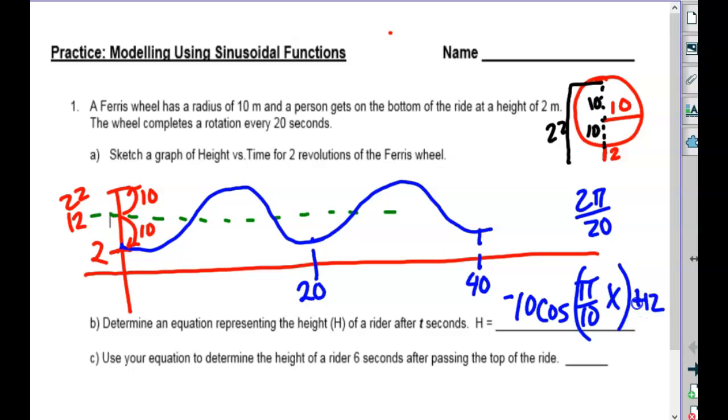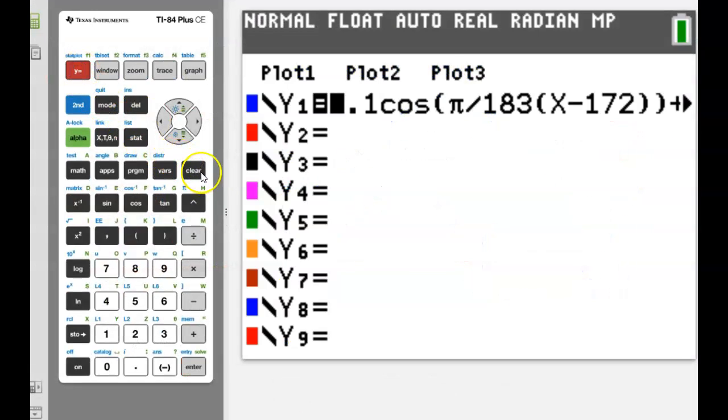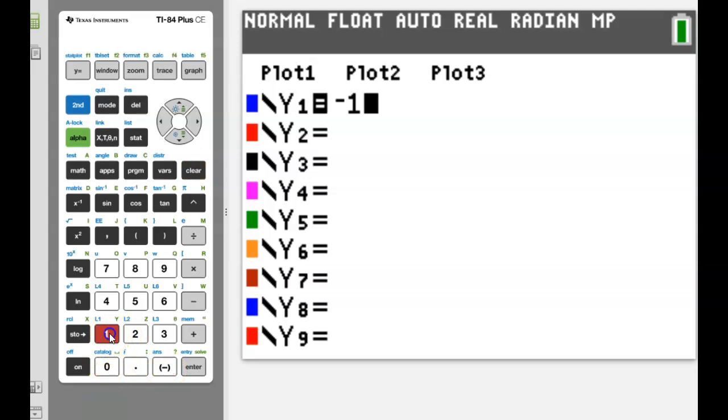I think I lied. Find the height of the rider 6 seconds, oh, 6 seconds after passing the top, though. That's kind of interesting. Can we figure this out? Where would they hit the top? So 6 seconds after that would be at 16. T equals 16. Okay. Pi over what? 10? Plus 12?